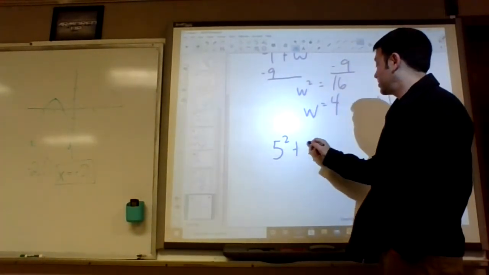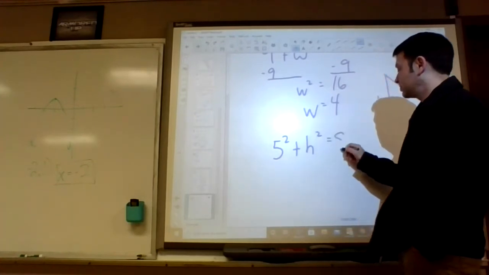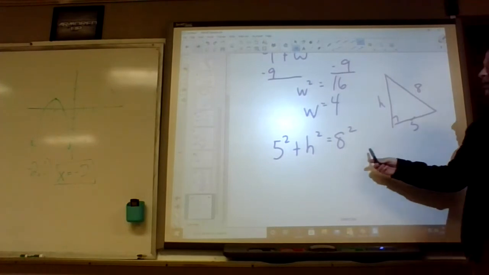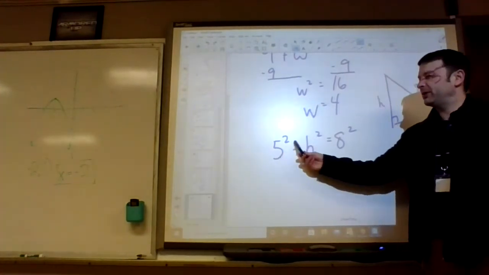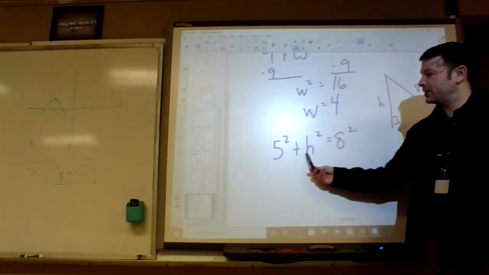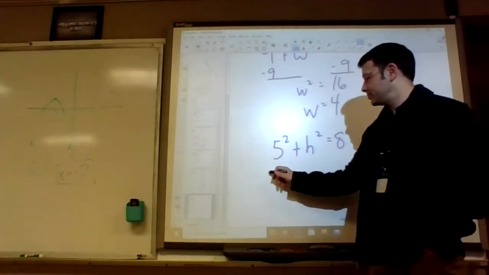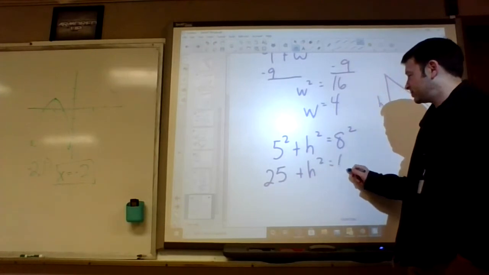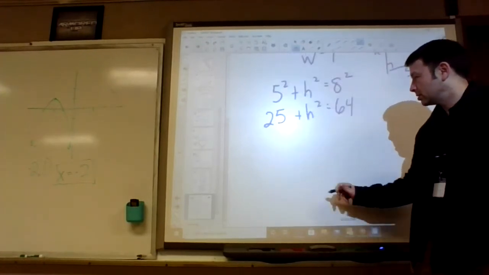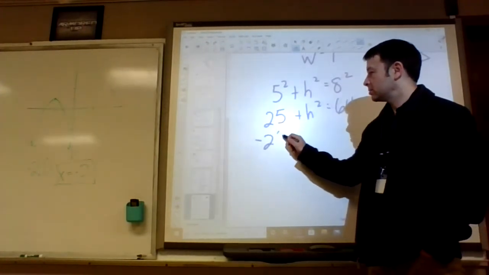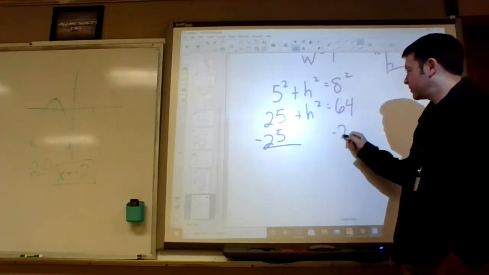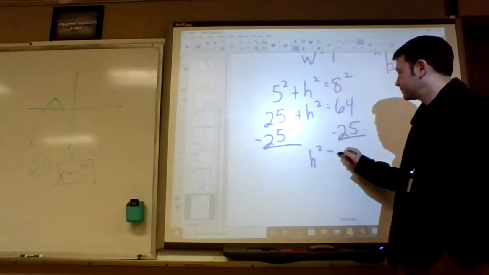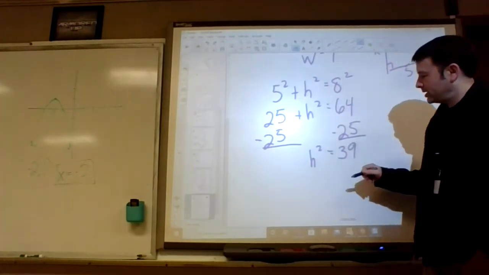This one's not gonna come out as pretty. Does it matter how I say it? If I say 8 squared minus 5 squared, that's an easier way, but if I write it the same way every time, it's less likely to confuse people. Okay. 25 plus the height squared equals 64. So if I subtract 25, I get 39.